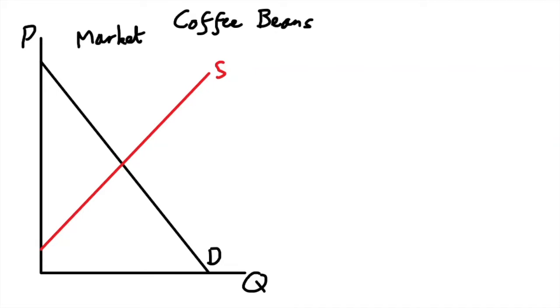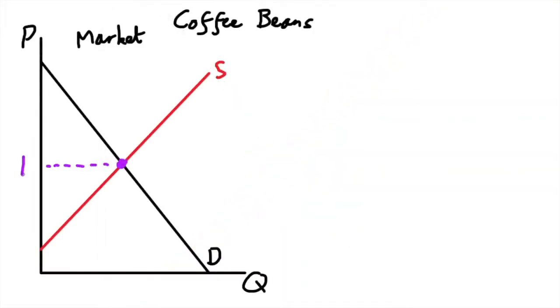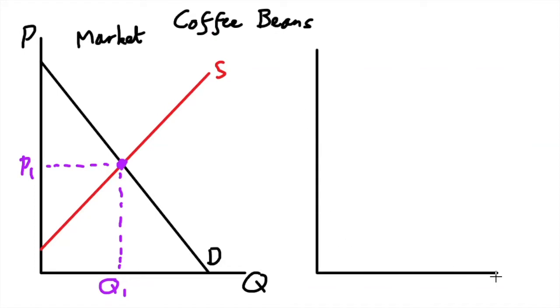Where these two come together, we have equilibrium as indicated by the purple dot, and markets will clear in this case if the price is set at P1 and the quantity is Q1 in the market. So this would be market clearing in this case, and what we're going to see is that each individual firm or farmer in this case is a price taker on the market.